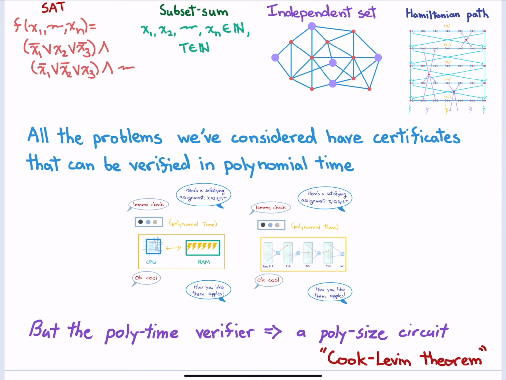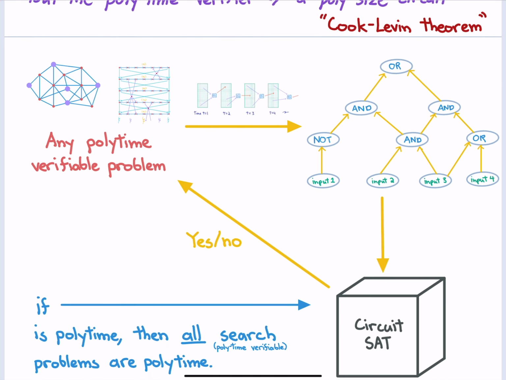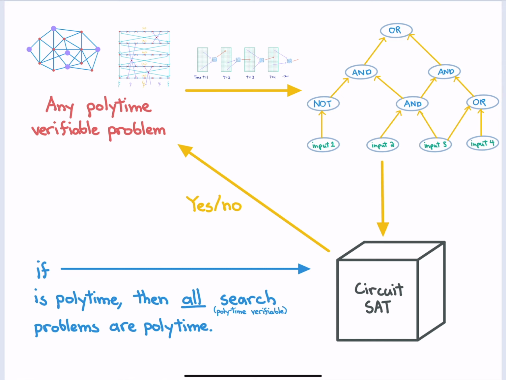It's not really too important exactly the construction. All that matters is the existence and that conceptual connection. Okay, so in that way, we can take any search problem and produce a circuit.